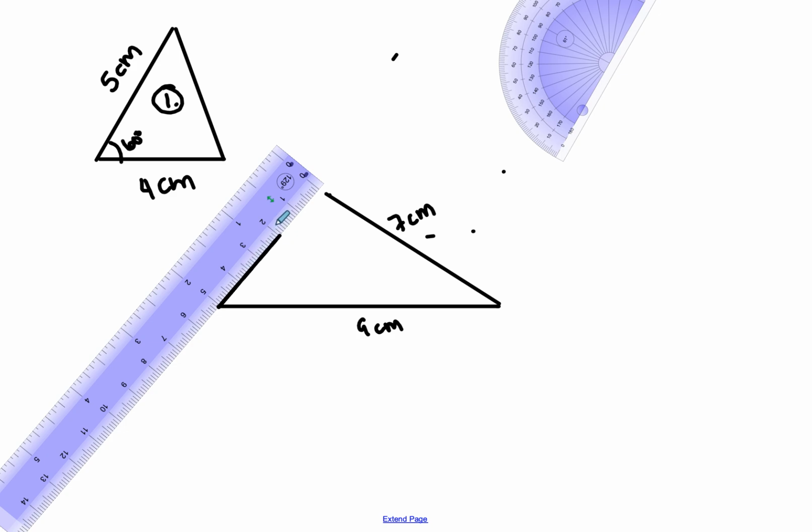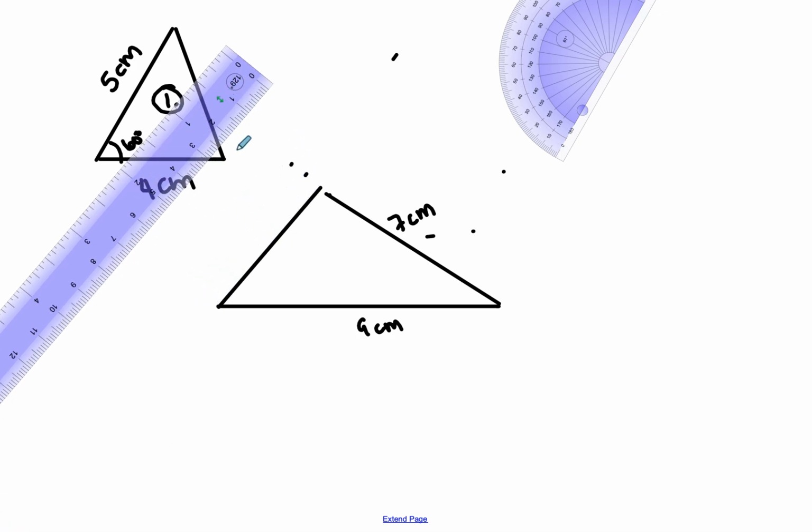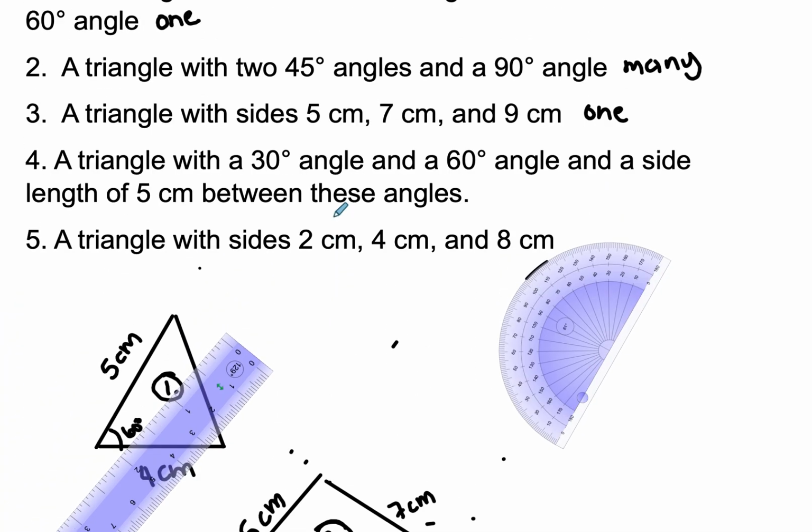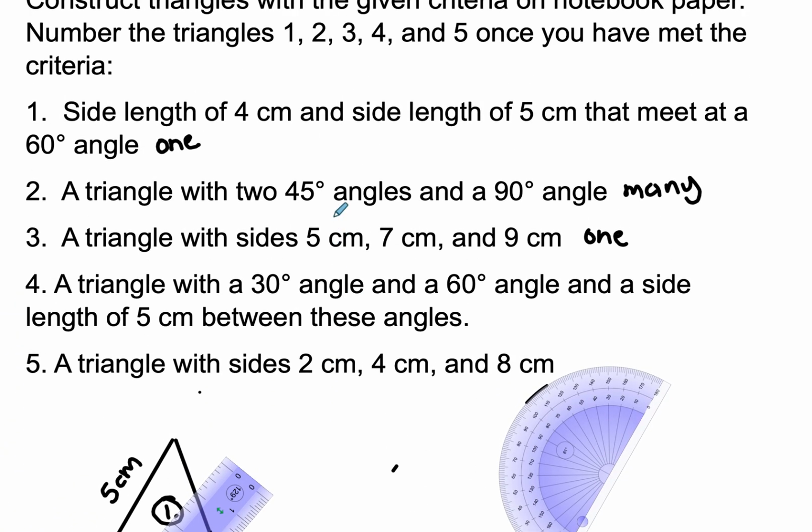Go back. So your 5, 7, 9 would look very similar to this. On your test, you would not have to construct one without any angle measures like that one. That one required a little bit of guessing and checking to line up. But if we know all 3 side lengths, there's only one triangle we can make.